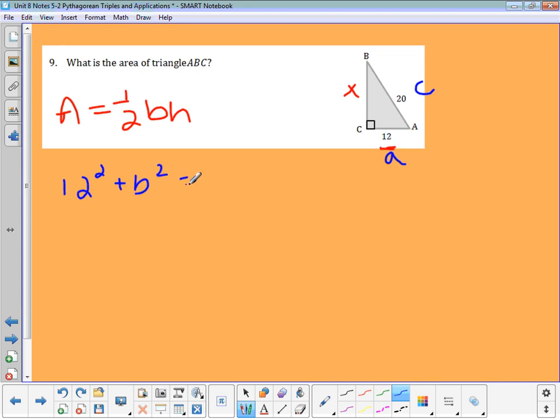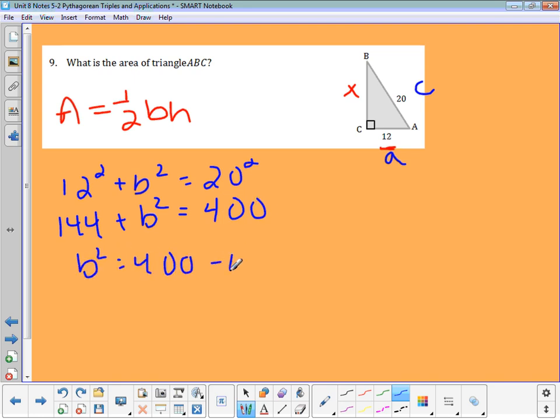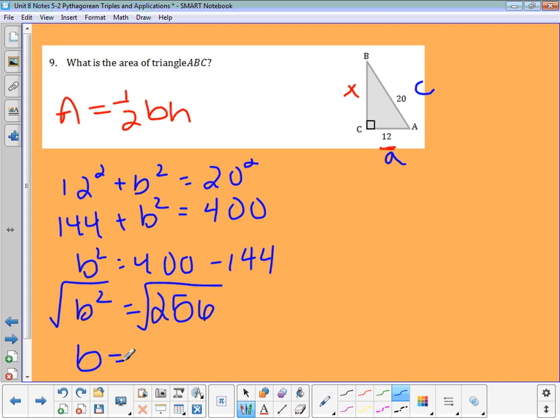So I have 12 squared plus B squared is equal to 20 squared. Okay, so then I get 144 plus B squared is equal to 20 squared, which is 400. So now to get B squared, I'm going to do 400 minus 144. So then I get B squared is equal to 256. Now to figure out what just B is, I'm going to take the square root. And it just so happens that we don't have to write this one as a simplified radical. We can just take the square root and we get 16. So now I know that the height of this is 16.